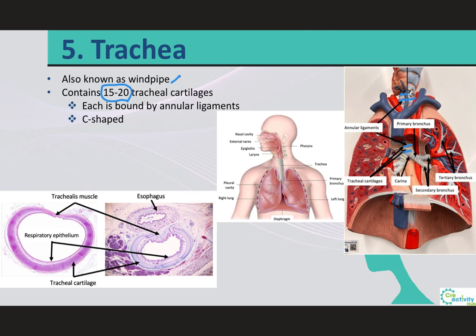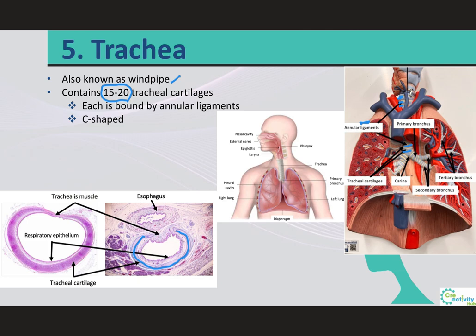Each of these tracheal cartilages is bound to neighboring cartilages by an elastic ligament called the elastic annular ligament, as we can see right over here from the image. Now the trachea, because of the cartilage, is a very tough but somewhat flexible tube. And it is flexible because, like I said, it doesn't form a complete circle. Therefore, we say that each tracheal cartilage is C-shaped.